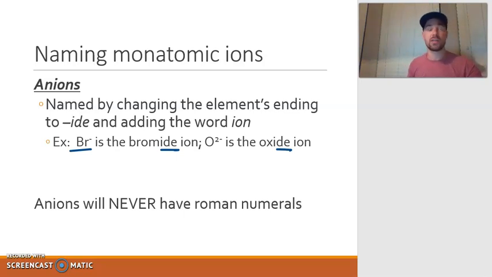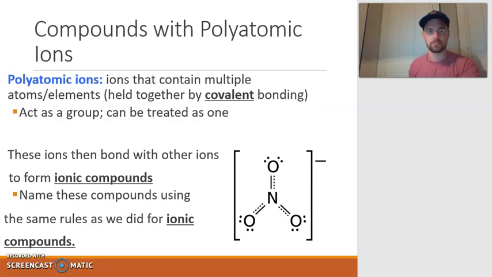Once again though, notice that I don't have to indicate the charge anywhere because anions, we should already know what their charge will be based on what group they're in. Anions are always going to be negative, so anions will never have Roman numerals. So don't worry about having to do a negative Roman numeral.